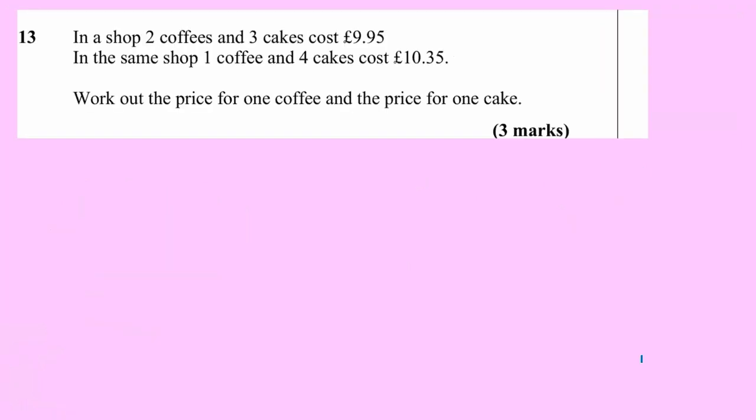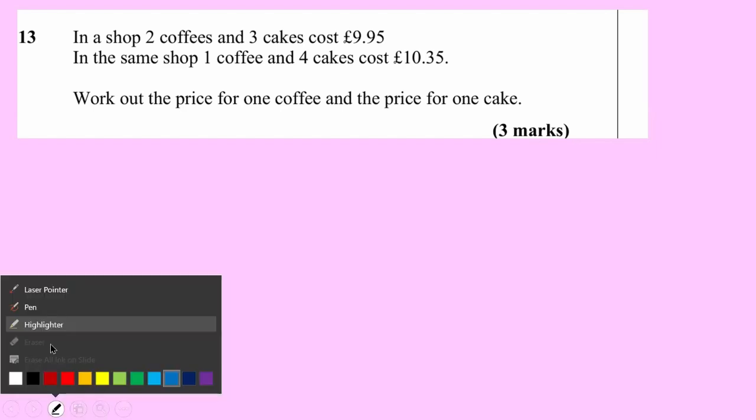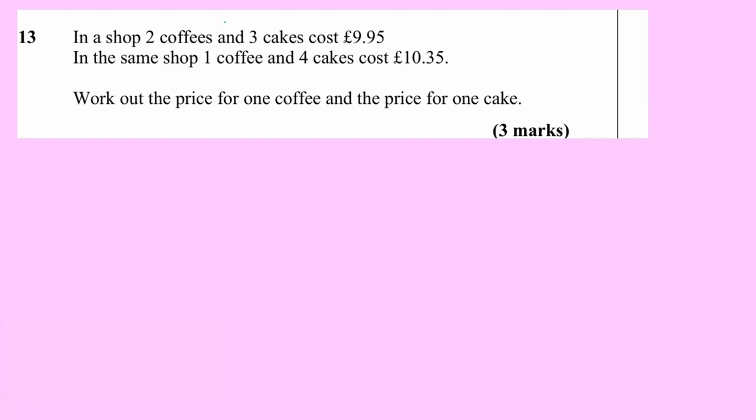Okay, let's have a look at an example where they expect you to devise an equation without giving you an equation. So they want you to make the equation from the information that they've given you. So it says here, in a shop, 2 coffees and 3 cakes cost $9.95. In the same shop, 1 coffee and 4 cakes cost $10.35. Work out the price for 1 coffee and the price for 1 cake.